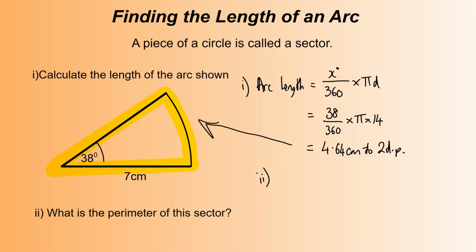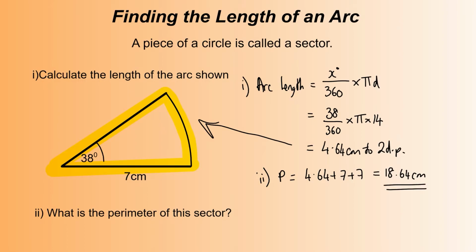So we've got to add on these two straight edges. We can see that this one's 7, and this one's also going to be 7, because that's from the middle of the circle to the outside, so that's the radius as well. So our perimeter would be 4.64 plus 7 plus 7. If we type that into our calculator, or do it quickly in our head, we get 18.64 centimeters. Again, that's 2 decimal places because of our previous answer.